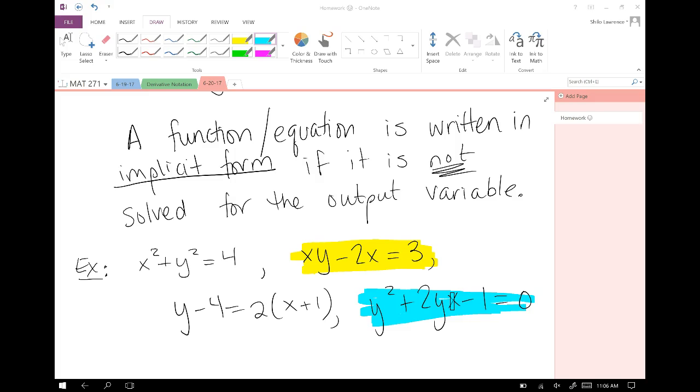But you can't divide by variables because x might equal 0. So we want to avoid dividing by variables. So we could write the yellow one explicitly since y only appears once. It would be pretty easy to solve that one for x.